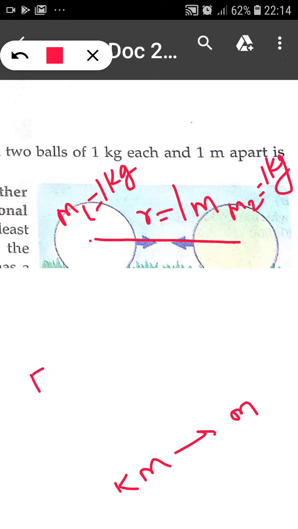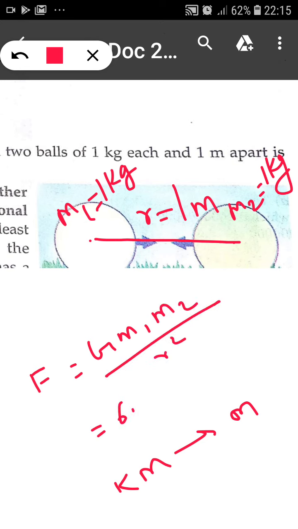So we know that F equals G m1 m2 upon r square, where G is 6.67 into 10 to the power minus 11. Just remember this value of the gravitational constant, because it will be used in each and every numerical in this chapter. The other one is the acceleration due to gravity, small g, whose value is 9.8 meter per second square. It will also be used. So just learn these two values by heart in this chapter.